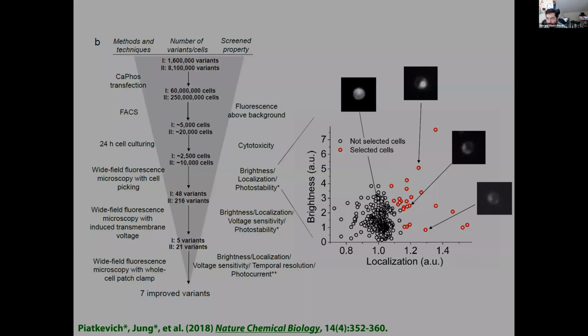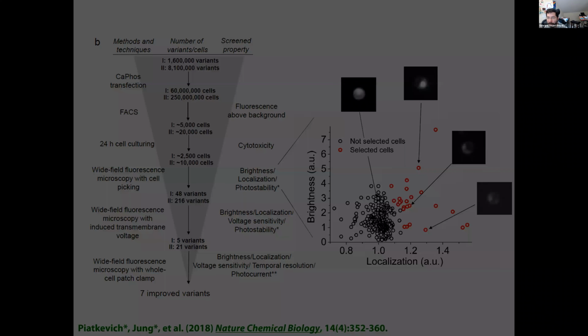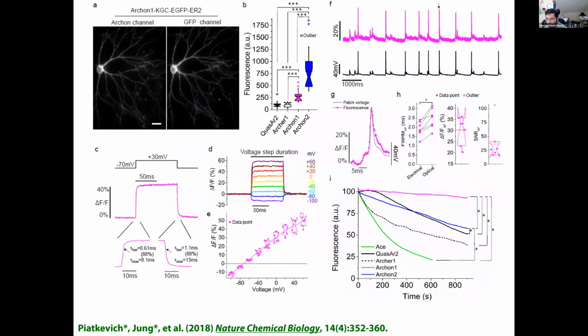Using this strategy, we found molecules that were indeed better localized, as shown in the upper left, better in their signal to noise, as shown in the upper right, fast, as shown in the lower left, and stable, as shown in the lower right.